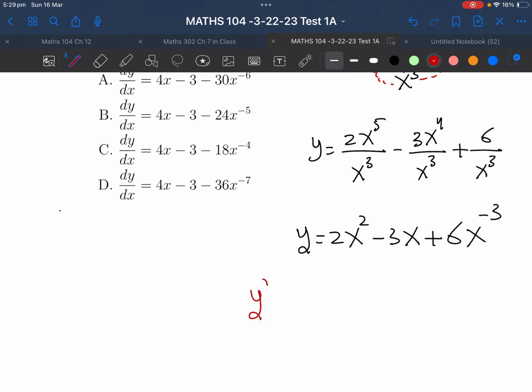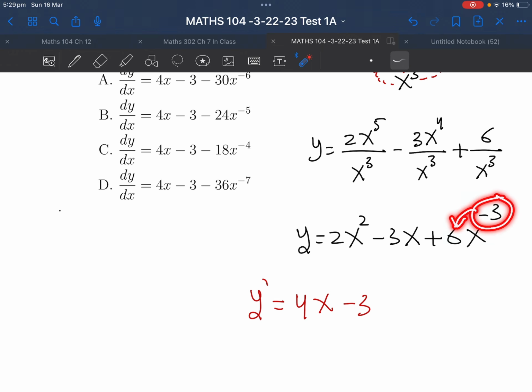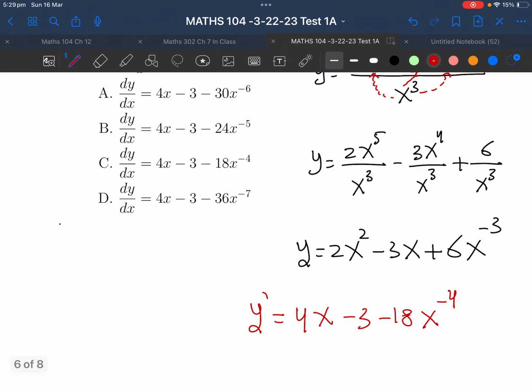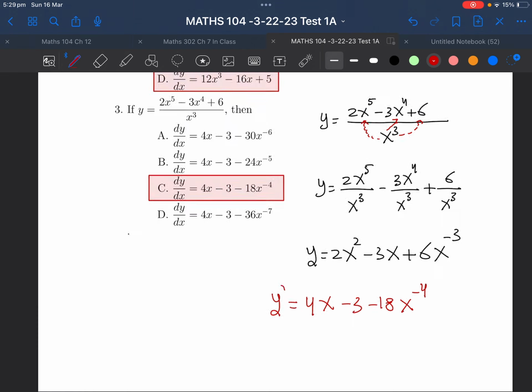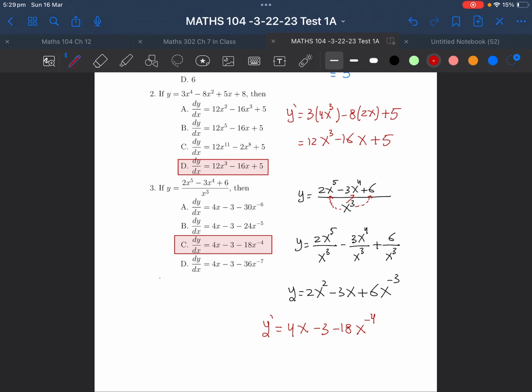I still didn't do the derivative. Now I will do the derivative. So the derivative will be 4x minus 3. Now if you take the derivative of x to the negative 3, you multiply it by 6. Here you get negative 18x to the negative 4. Which answer corresponds to this one? It will be C. And that's question number 3.